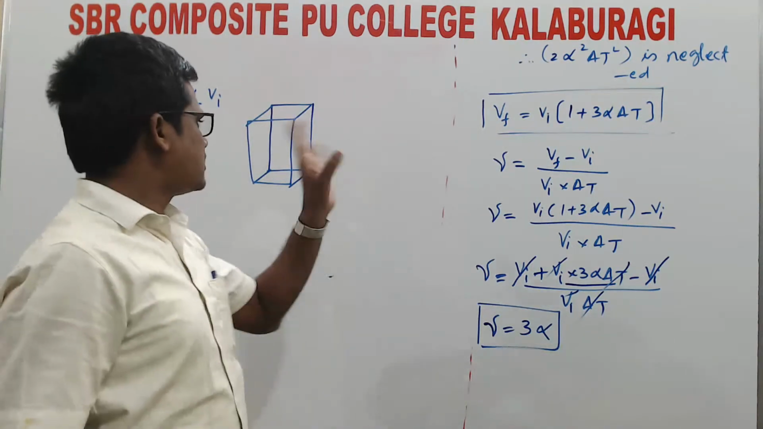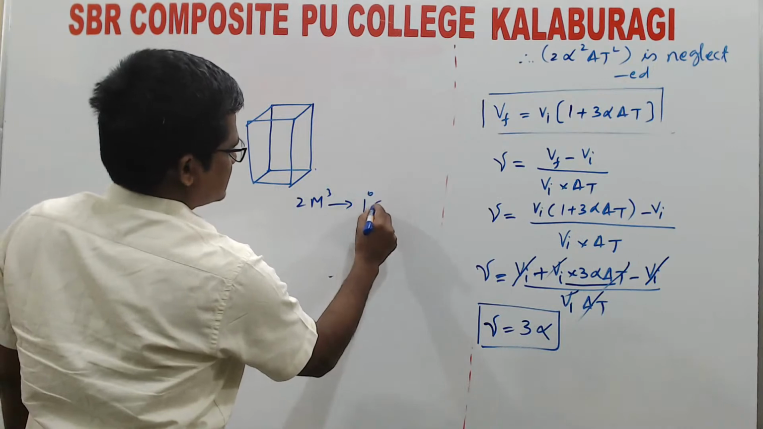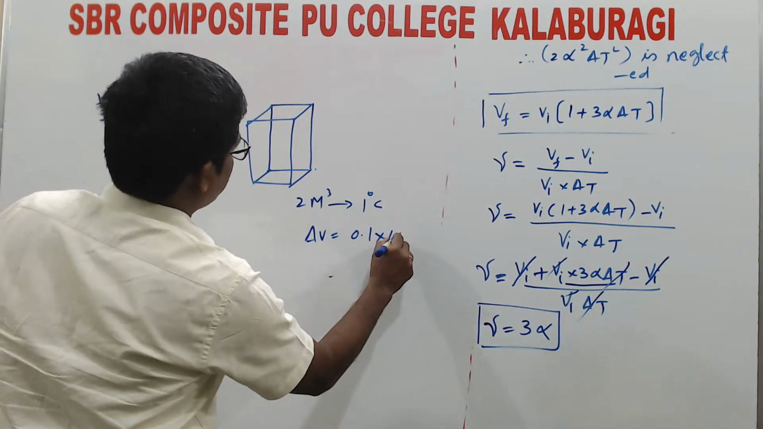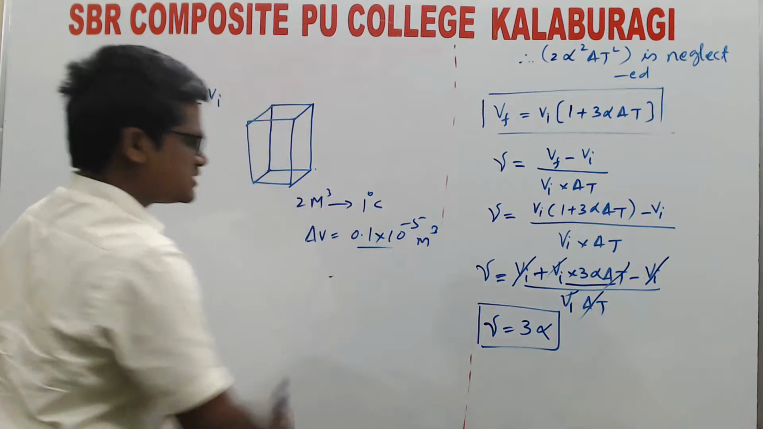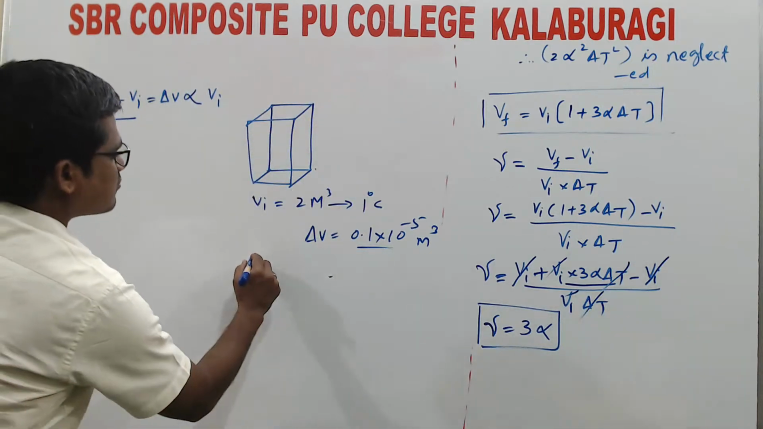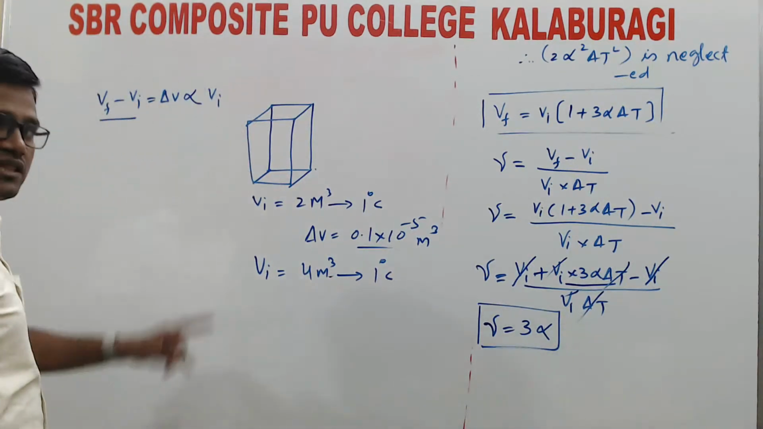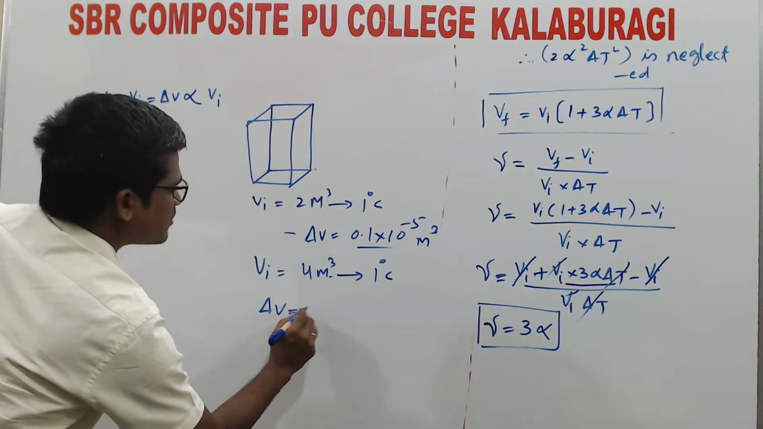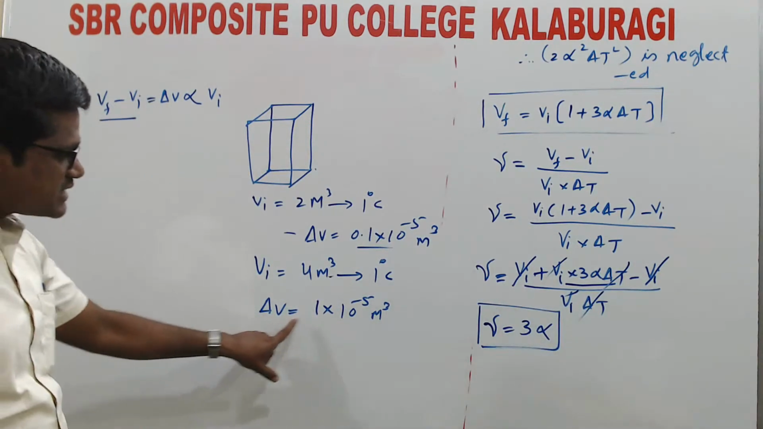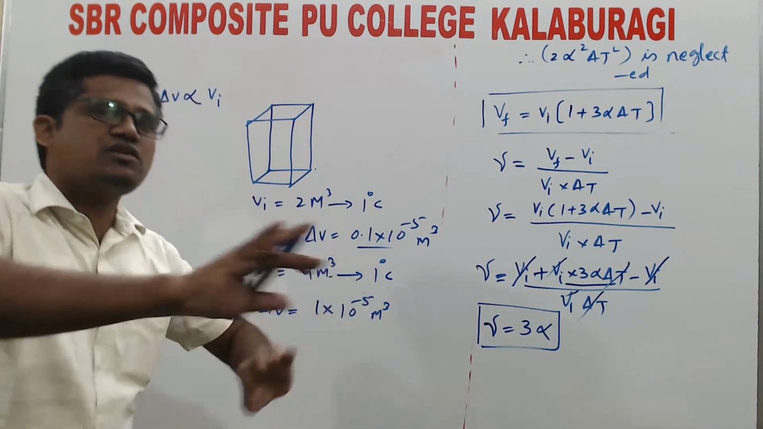More the original volume, for example, initial volume you have got 2 meter cube. If you raise it through 1 degree Celsius, suppose the increase in volume is 1.1 into 10 to the power minus 5 meter cube. Now if you take initial volume 4 meter cube, again raising it 1 degree only, then experimentally the increase in volume becomes more. Earlier 1.1, this time maybe 2.2, 10 to the power minus 5. Just rough. Even for 1 degree rise, increase in volume depends on initial volume.